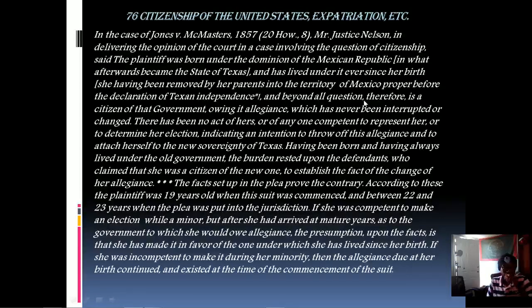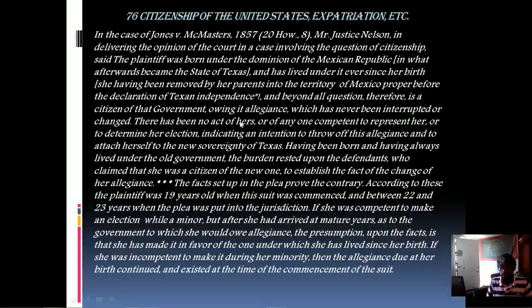And beyond all question, therefore, is a citizen of that government owing it allegiance. What government? Of Mexico. Because her parents put her into the territory of Mexico prior to it being Texas. So therefore, beyond all questions, is a citizen of that government, owing it allegiance, which has never been interrupted or changed. So what I'm trying to say, family, is that your nationality as a Moor has never been interrupted or changed, except for in your mind. That's the only place that happened. Okay? Let's keep going.